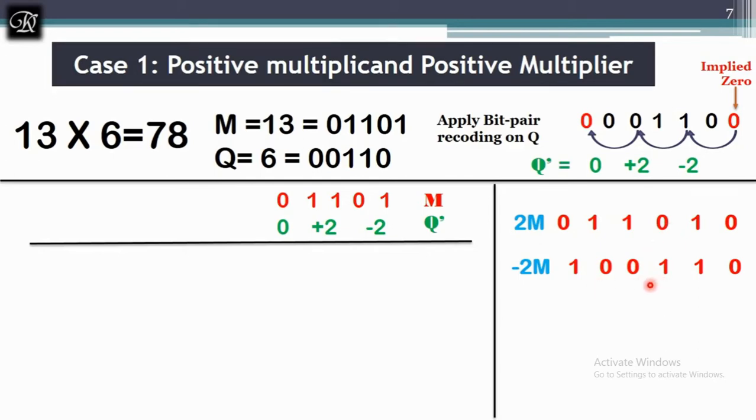Now you have to write the answer in the first partial product. I am multiplying 13 with -2, that is -26. I have got -26 here, and now I am writing it. As before in the Booth algorithm, you can notice this is -26, that's why the sign bit of that is set to 1. So now you have to extend the sign bit as in the Booth algorithm.